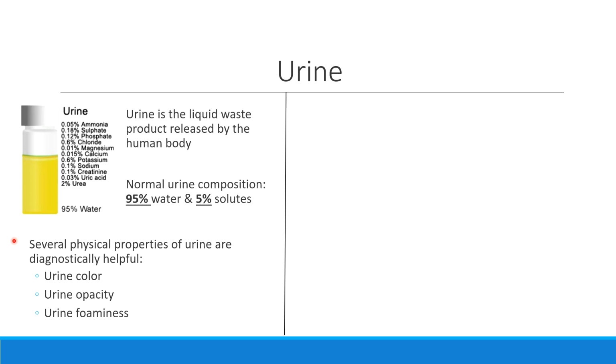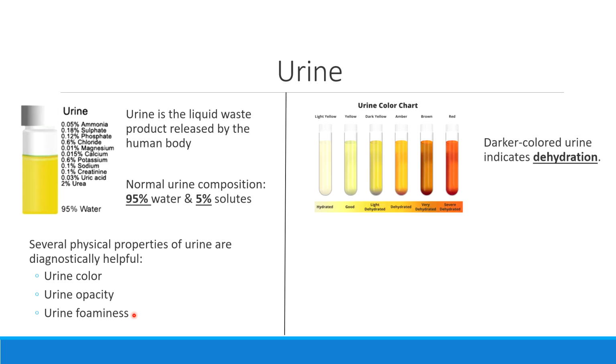When we talk about using urine diagnostically, there are two kinds of properties that we can use. Some of those properties are physical properties, meaning these are things I can observe with the naked eye, for example, looking at the color of the urine, whether it's clear or cloudy, that's its opacity, as well as its foaminess. So let's talk about what kinds of information we can get from these physical properties.